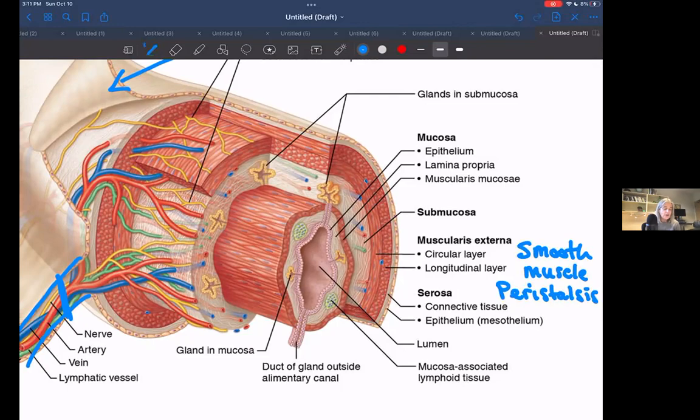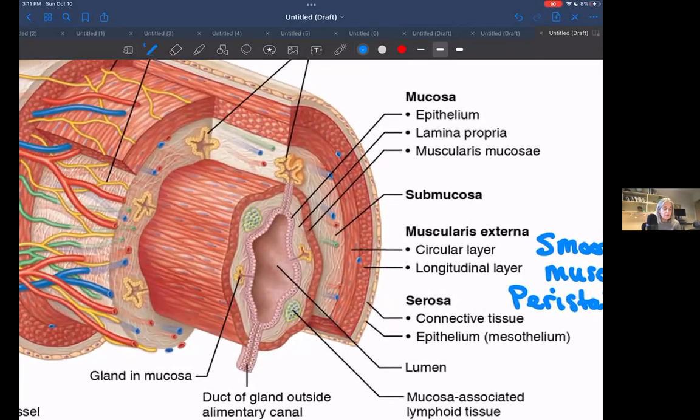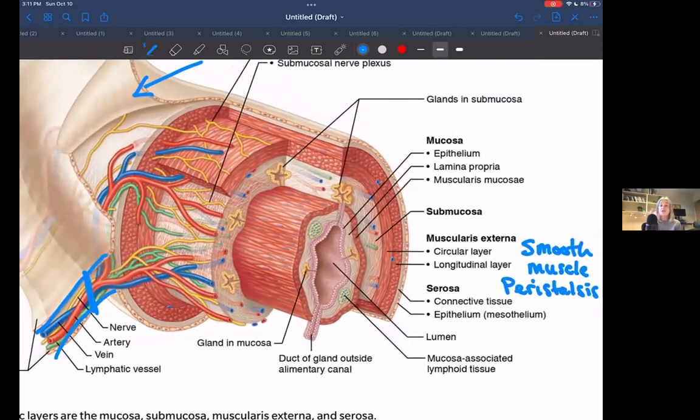So there are two layers. There's the circular inner layer and the longitudinal. The circular layer, when it contracts, is going to decrease the diameter and force food along. And then the longitudinal is going to actually increase the diameter and shorten. So it's this wave of contraction that moves down your digestive system.